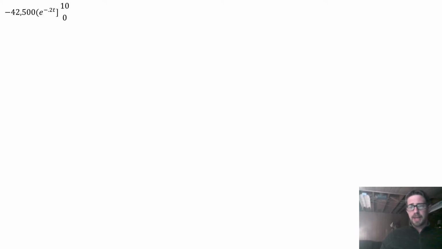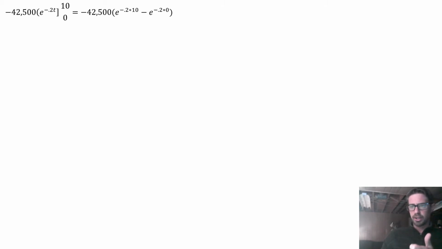All right, so just keep that constant on the outside and then just evaluate e to the negative 0.2t from 10 to 0, which means you just plug those in. So it's negative 42,500 times e to the negative 0.2 times 10 minus e to the negative 0.2 times 0. That second term is just e to the 0, which is just 1.